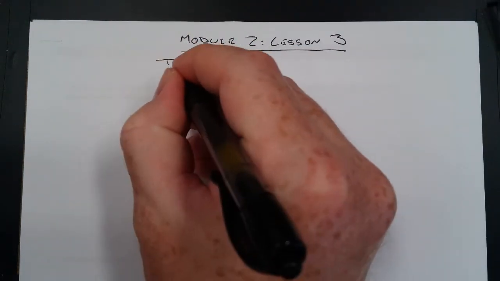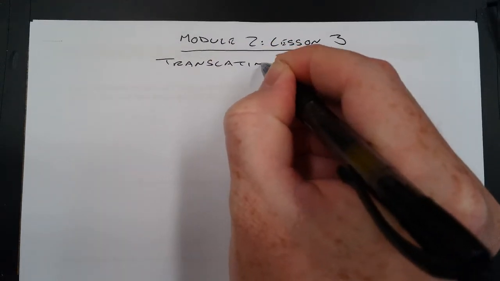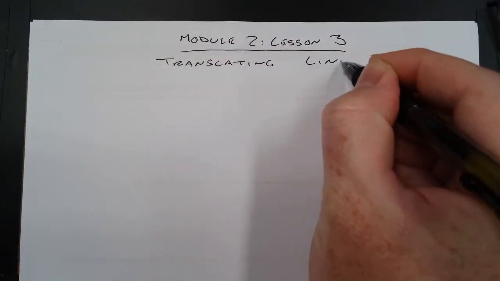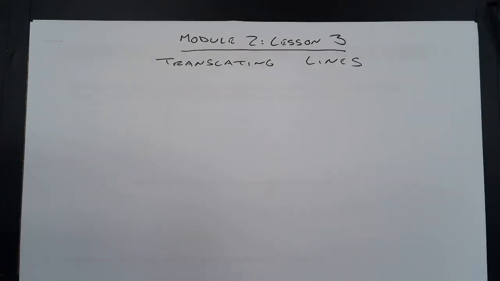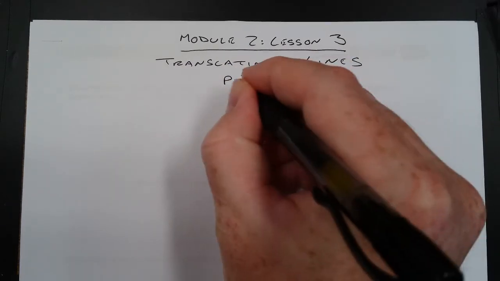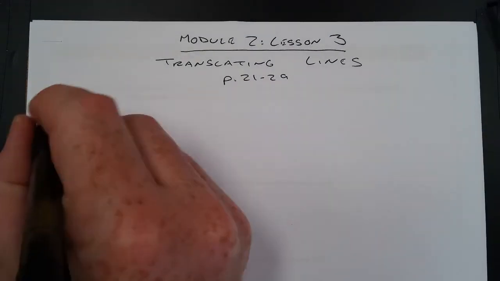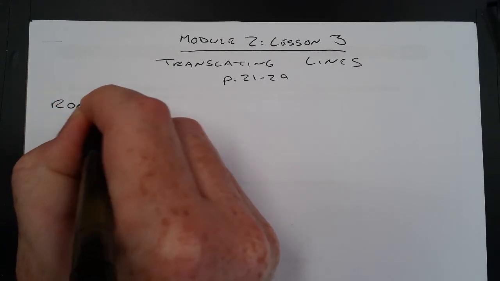Module 2, Lesson 3, the title is Translating Lines. Not translating lines of dialogue, translating geometric lines. And so you will need pages 21 through 29 in your Module 2 book to get started working with us today. But on our notes, let's talk about the road so far.